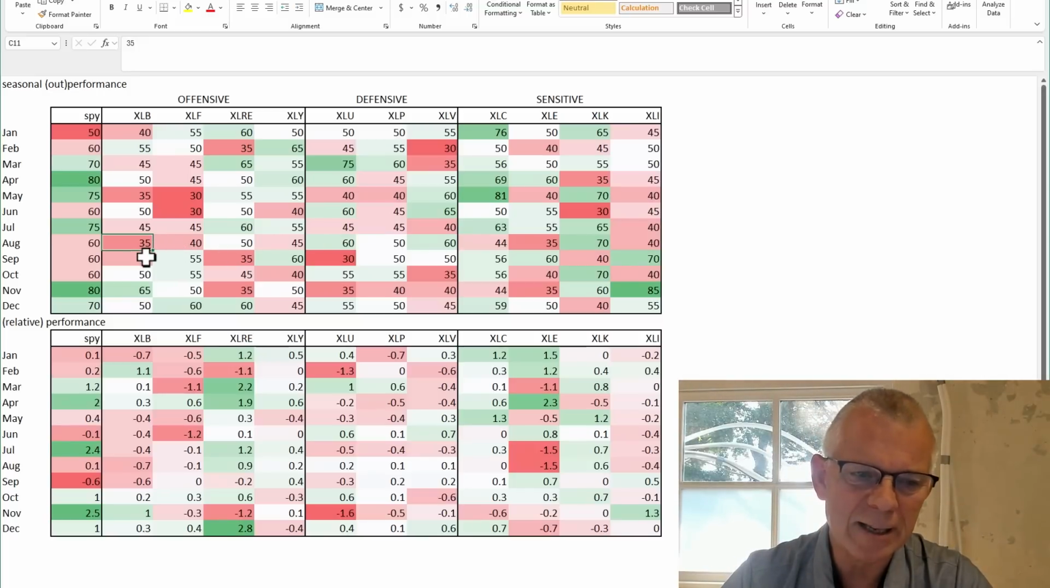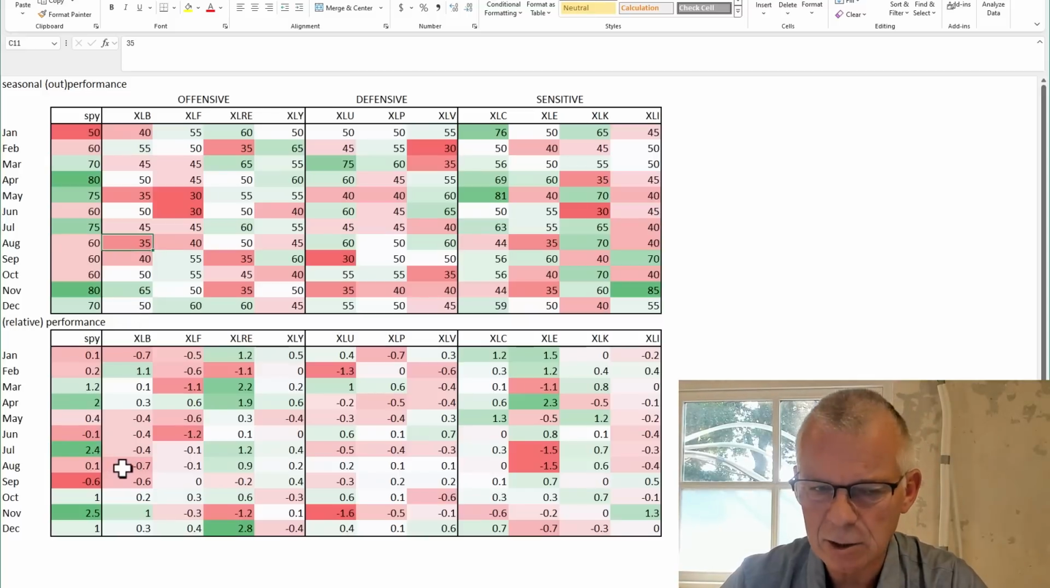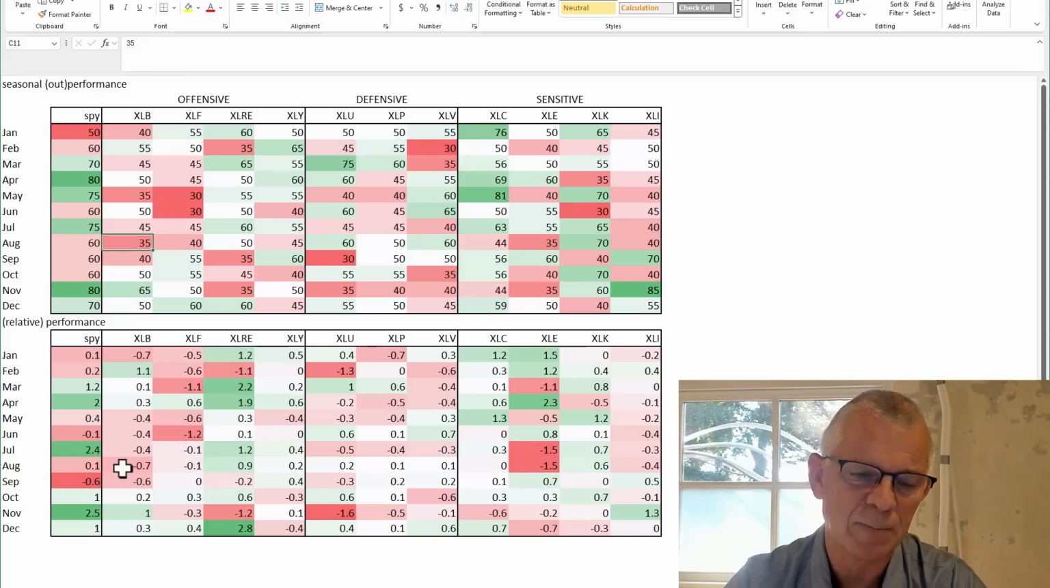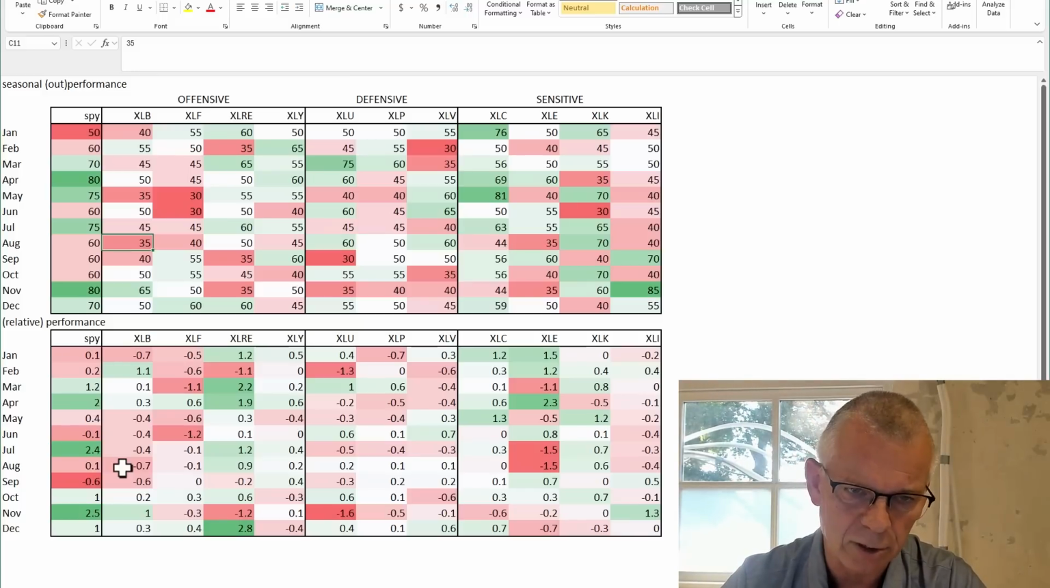If we bring in the expected returns, these are outperformances. So what that means here is materials in August minus 0.7. So on average, materials have been underperforming the S&P 500 by 70 basis points in the month of August. And with an average return of SPY of 0.1, that means that the average return for materials is down 60 basis points in the month of August.